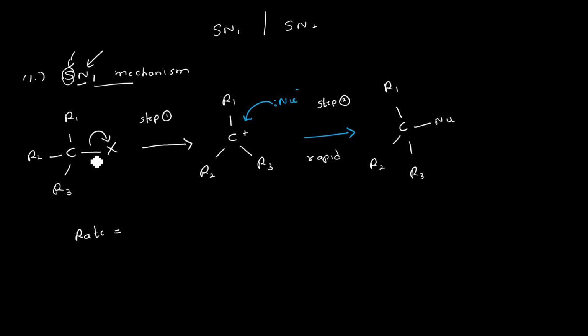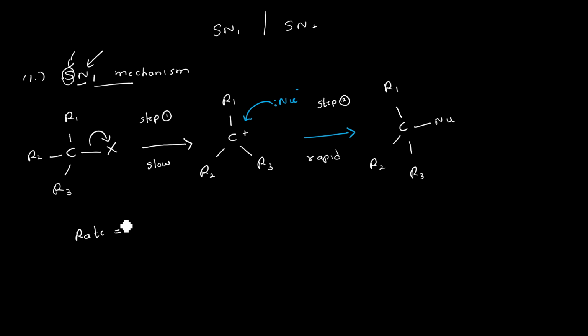Here in step 1, the stable neutral compound is being converted into a charged one, which is a little bit unstable. So this one is slow. Why? Because the neutral compound is going to become an unstable charged species. This is the slow reaction.